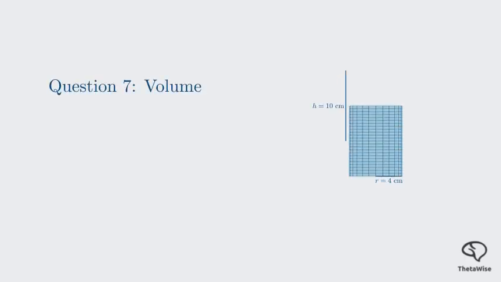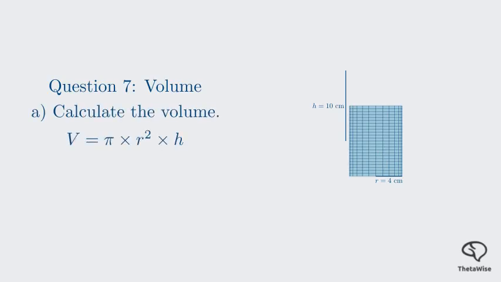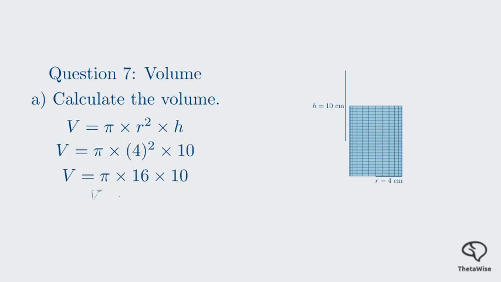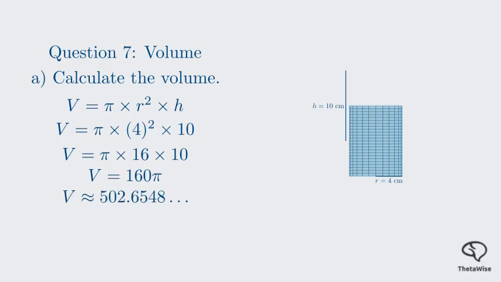Our final challenge is question 7, which explores volume and three-dimensional geometry. We have a cylinder with a height of 10 centimeters and a radius of 4 centimeters. In Part A, we need to calculate the volume. The formula for the volume of a cylinder is the area of the circular base multiplied by the height. Let's substitute our values. Using a calculator, 160 times pi is approximately 502.6548. The question asks for the answer correct to 3 significant figures.